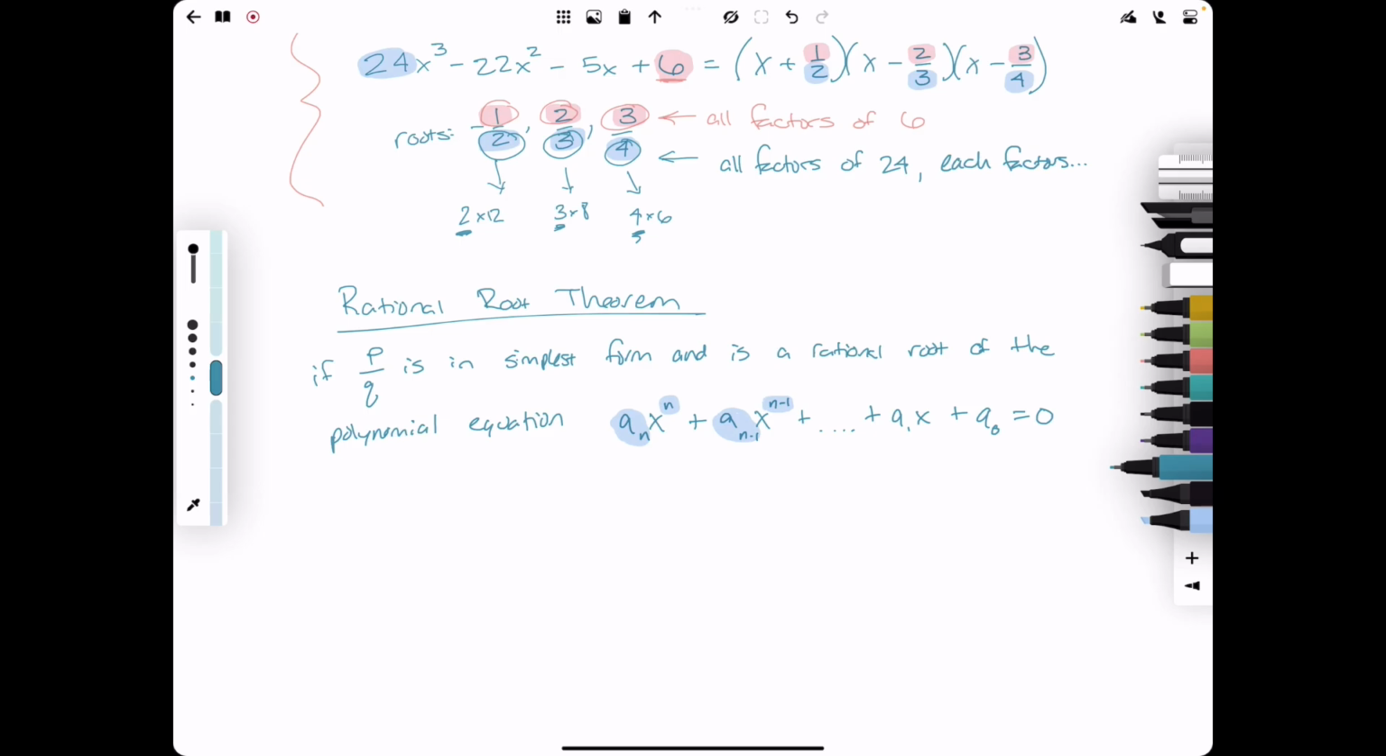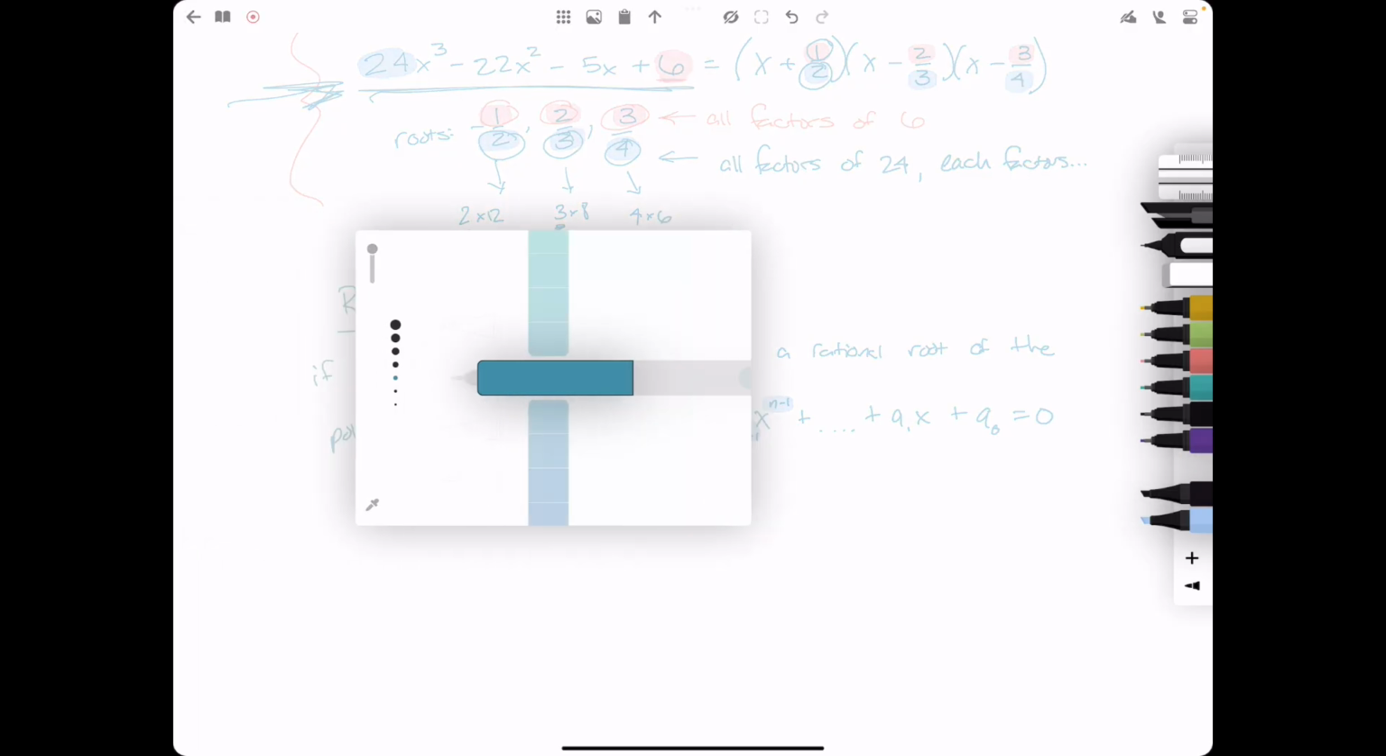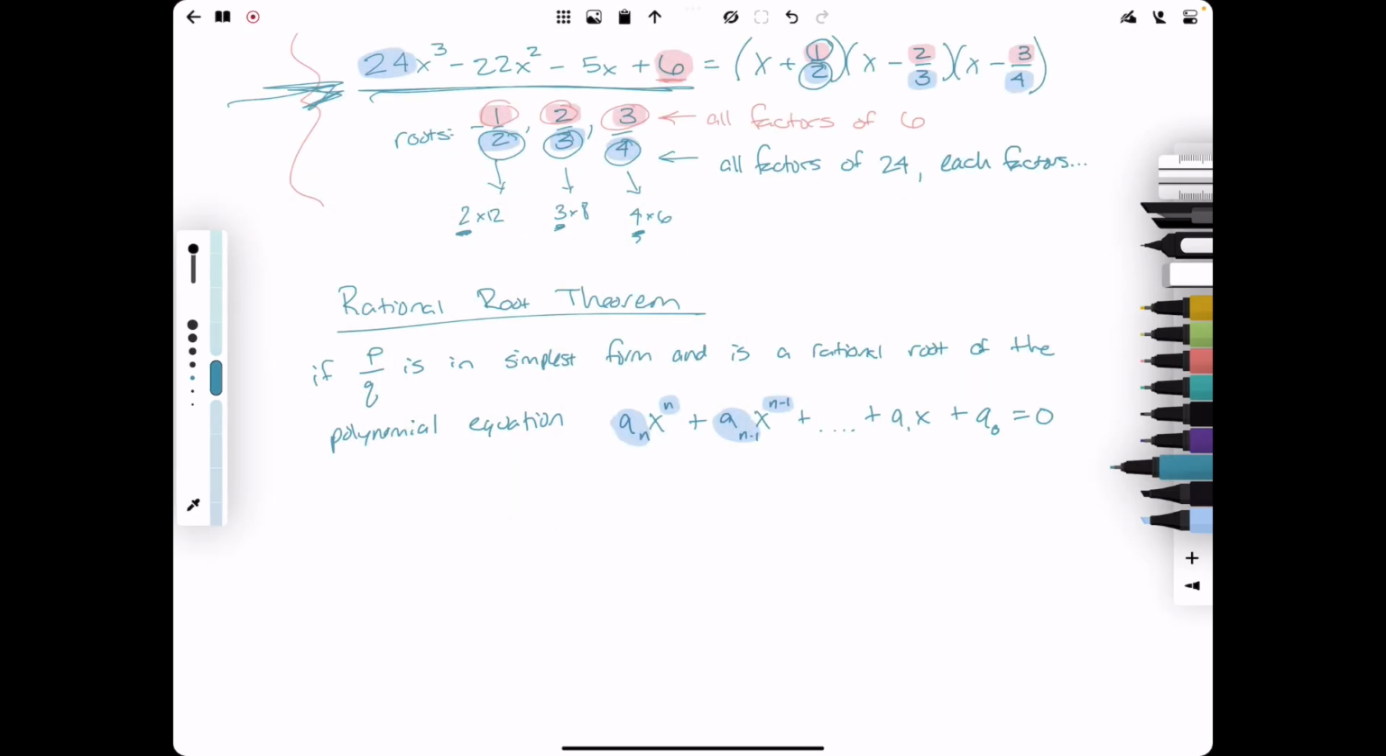So if P over Q is in simplest form and is a rational root of the polynomial equation in this form, standard form, like what we just did way at the top of the screen right now, that was in standard form. The P over the Q, the 1 over 2, was a rational root. So if I go down to continue with what I was writing, with integer coefficients. All the a's are integers.